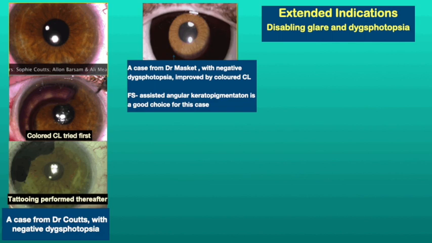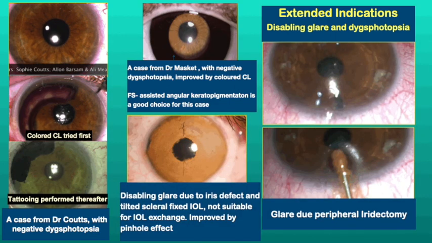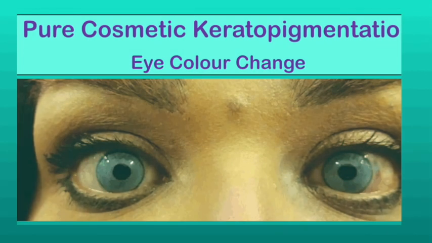Functional visual problems such as disabling glare and dysphotopsia are other new indications of keratopigmentation. On the left and top middle, two cases from other colleagues with this problem are shown. On the lower middle and right, there are two cases of disabling glare and dysphotopsia, which were treated successfully by the author. Pure cosmetic keratopigmentation is another option for those who are seeking eye color change.